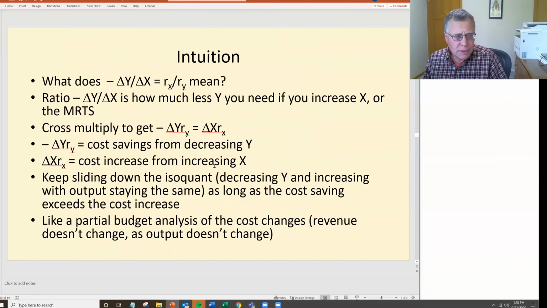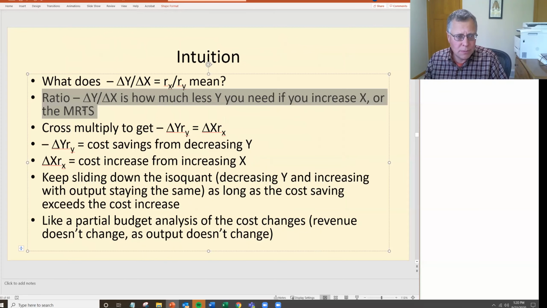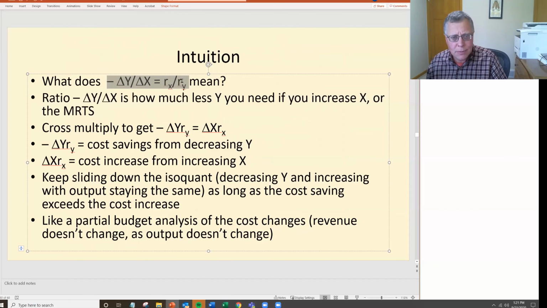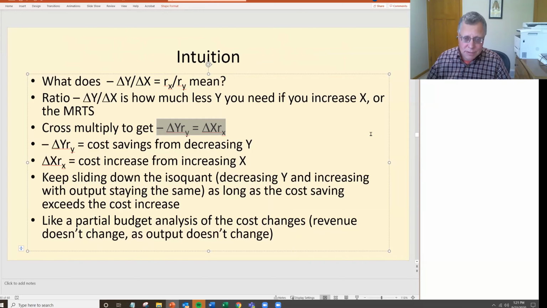So you can go through this and try to build some intuition here. That ratio, minus delta y divided by delta x, is how much less y you need if you increase x, which we call the marginal rate of technical substitution, and it has to equal the price ratio. Well, all I'm going to do here is take this and cross multiply, take both sides times py and then multiply both sides by delta x. And you get this little statement here: minus delta y times price of y is equal to delta x times the price of x.